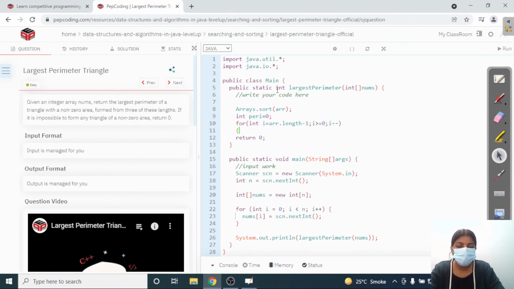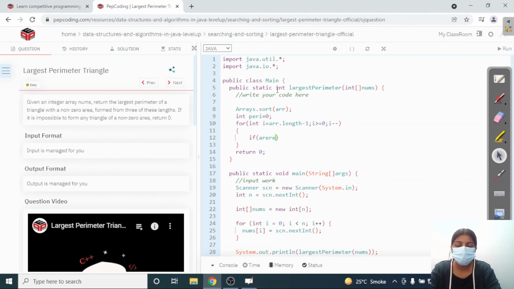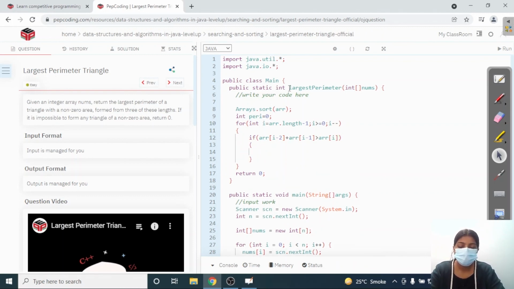Now I will check the condition if my three largest sides form a triangle or not. So if arr of i minus 2 plus arr of i minus 1 is greater than arr of i, it means these three sides are forming a triangle. So we are going to update our perimeter. Perimeter will be equal to the sum of these three sides, arr of i minus 2 plus arr of i minus 1 plus arr of i, and then we'll break the loop.